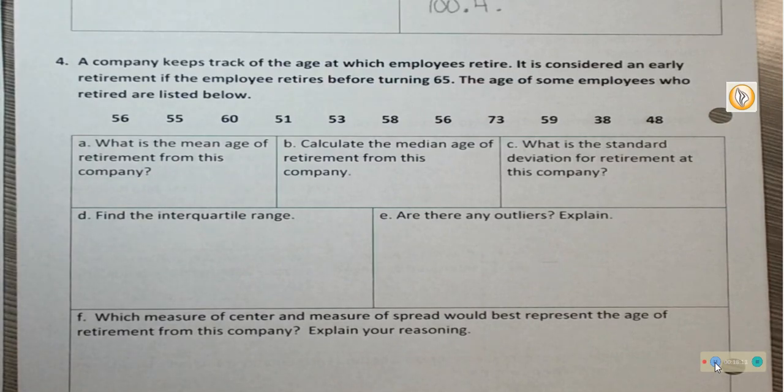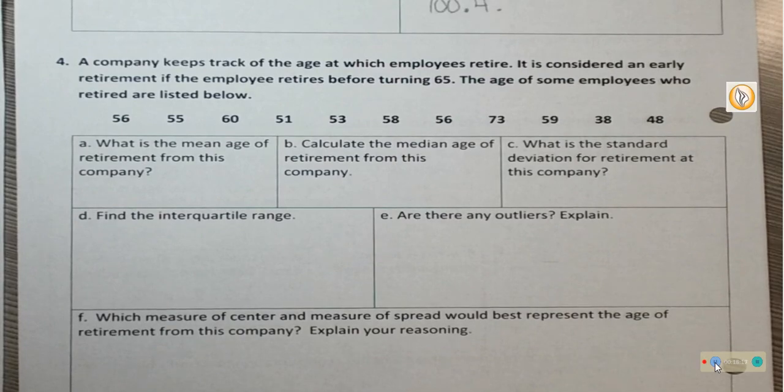Number 4 says, a company keeps track of the age at which employees retire, and it's considered early retirement if their employee retires before turning 65. The age of some employees who retired are listed below. So I got all those ages. Those represent some employees who retired. I need to find the mean, the median, the standard deviation, the interquartile range, the outliers, so that I can find the best measure of center and spread.